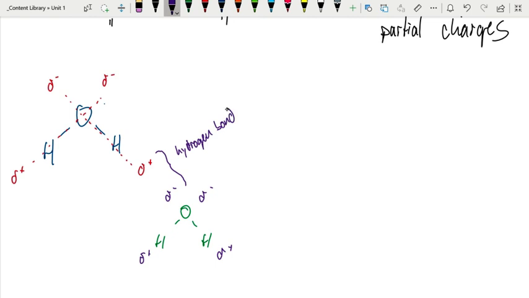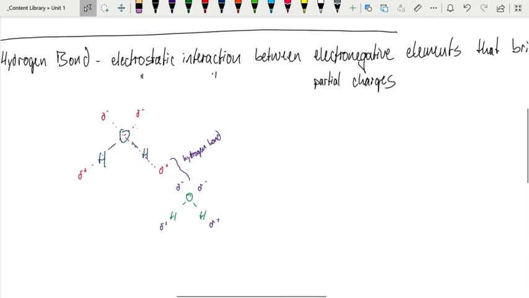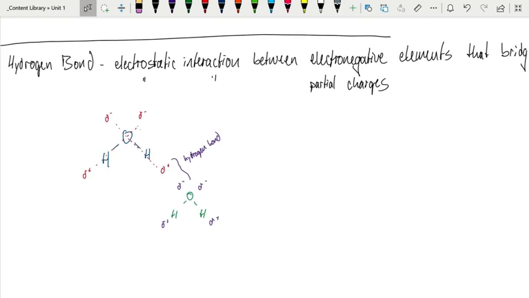Now, if we go back to our definition, an electrostatic interaction between electronegative elements that bridge a hydrogen. We can see all of those elements here, right? We've got an electronegative element there, oxygen. We have another electronegative element there in another oxygen, and they bridge a hydrogen. The only way that they can bridge a hydrogen is if there's a polar covalent bond in there, or an electrostatic interaction between partial charges.